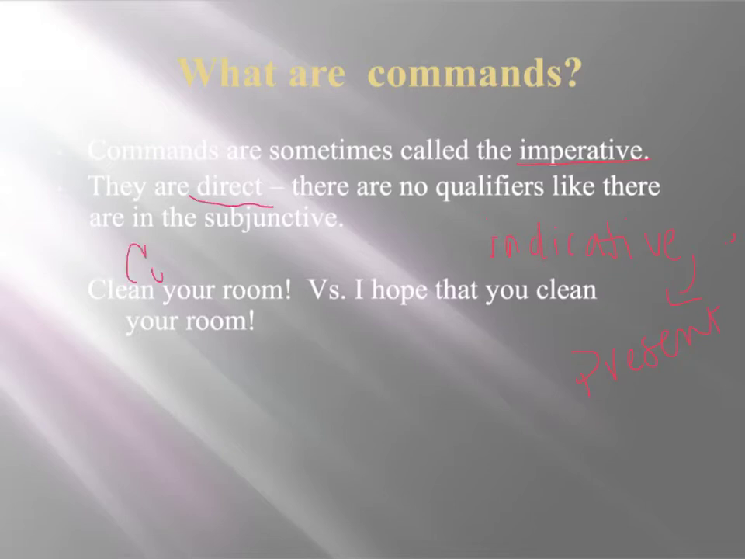So a command would be like, clean your room. That's direct. It tells me exactly what you want me to do. The subjunctive is a little bit softer than that. It says, I hope that you clean your room. So notice that this first part is missing. That's what it means when it says they have no qualifiers.